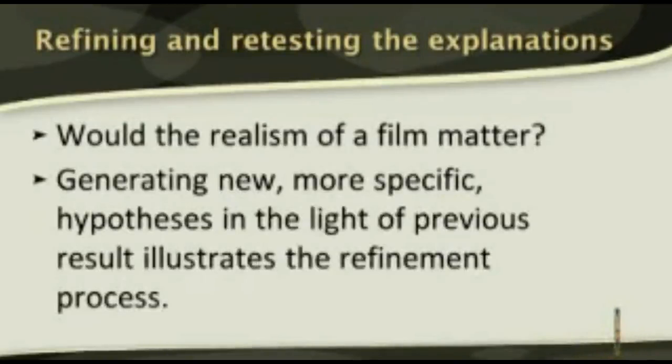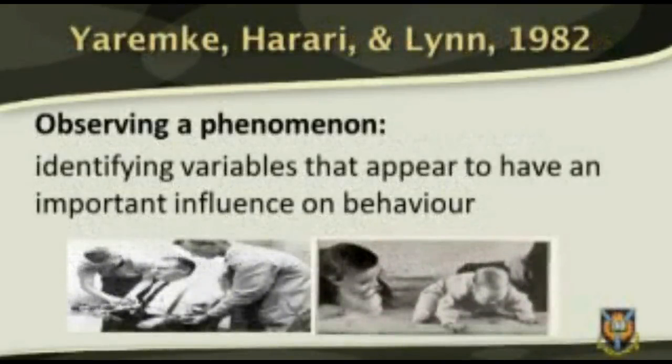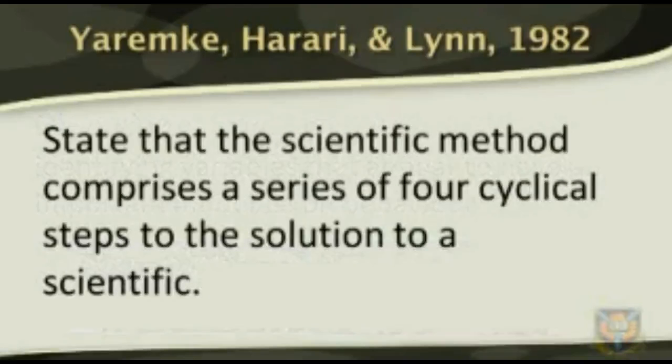Observing a phenomenon. To observe the behavior of interest is a starting point for using the scientific method. At this stage, some behaviors or events may catch your attention. These preliminary observations of behavior and of potential causes for that behavior can take a variety of forms. Through the process of observation, you identify variables that appear to have an important influence on behavior.